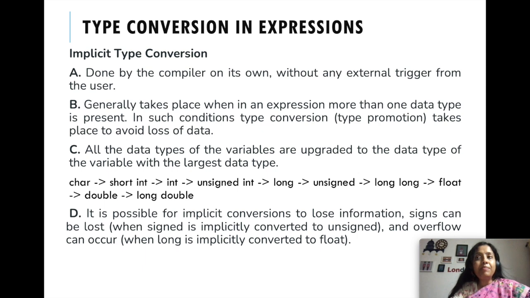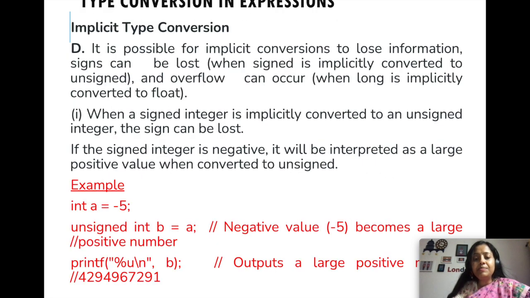First of all, remember one thing, dear students. The implicit type conversion is done by the compiler, and it is assumed that the user here does not really specify that he wants to do a type conversion. It is automatically done by the compiler. Now coming back to the losing of information part, let us see in a bit more detail what is the meaning of that.